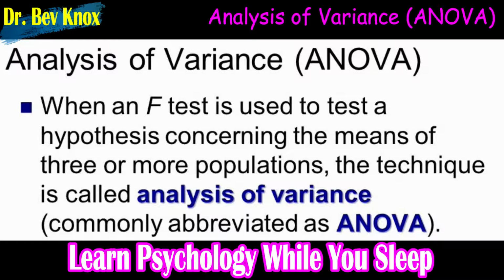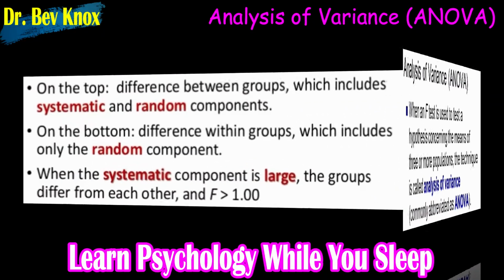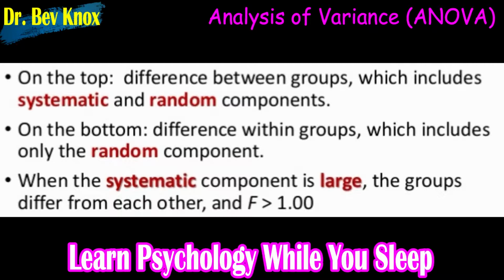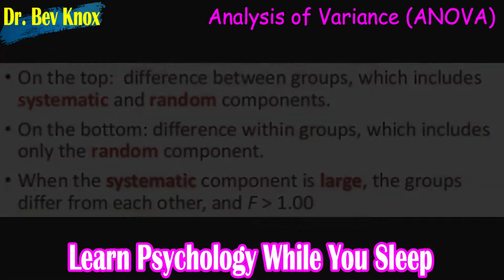A-N-O-V-A. It is an analysis tool used in statistics that splits an observed variability found inside a data set into two parts: systematic factors and random factors. The systematic factors have a statistical influence on a given data set, while the random factors do not.